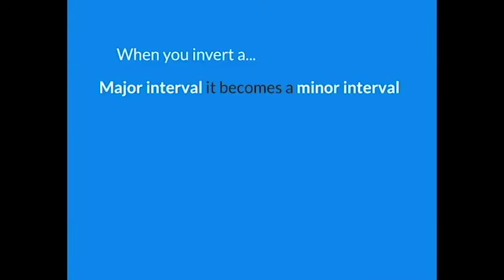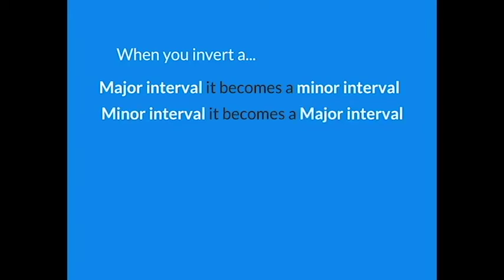You may have noticed that there is a pattern for how the quality of the original interval relates to the quality of the inverted interval. So when you invert a major interval, it becomes a minor interval. Like in our first example, where we had a major sixth that was inverted and became a minor third. When you invert a minor interval, it becomes a major interval. This is like our second example where a minor second was inverted and it became a major seventh.